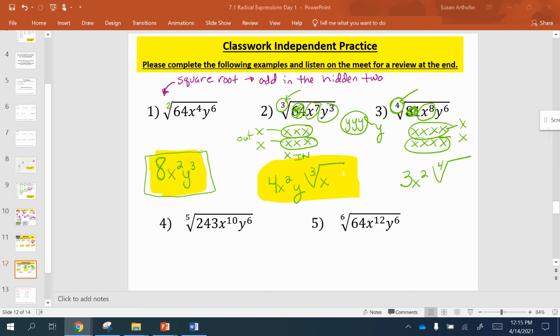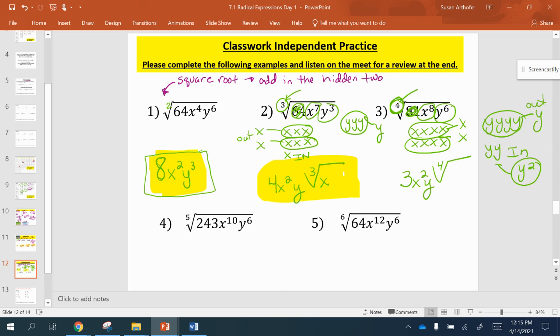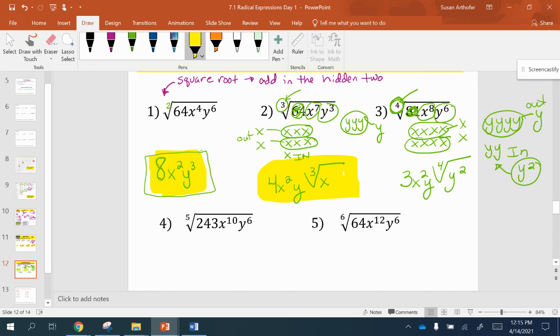I'm going to draw my y's off to the side here. So I have y to the 6. I need to draw them in sets of 4. 1, 2, 3, 4, 5, 6. Out is y. In is y squared, right? Because there's 2 of them. And that's your final answer.